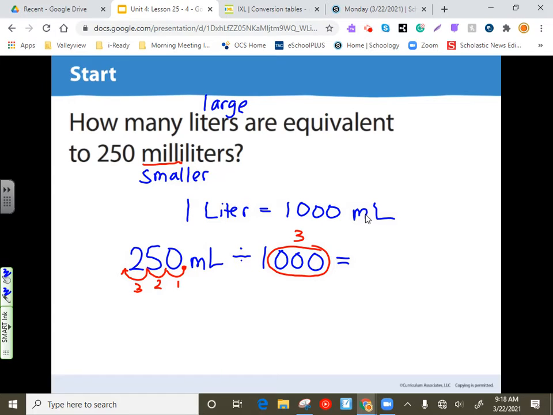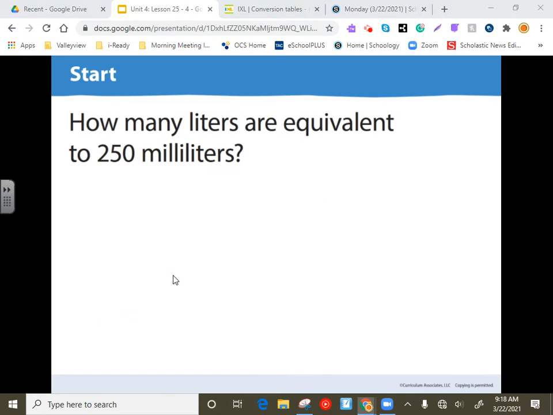And my final answer will be 0.25 liters. So 250 milliliters is 0.25 liters. But that should make sense because 250 is 1/4 or a quarter of 1 liter. So we've represented that with our final answer. So a lot of this lesson is going to be just determining, are we converting a larger measurement to a smaller or a smaller to larger? And that'll let us know what to do with those numbers.